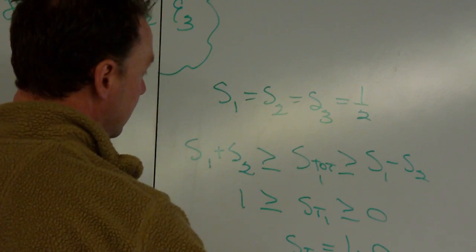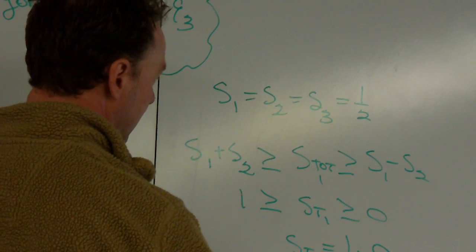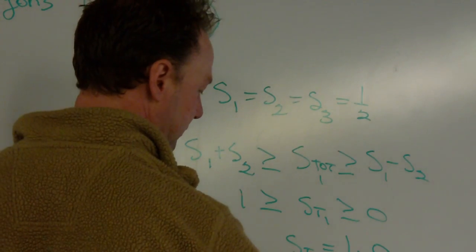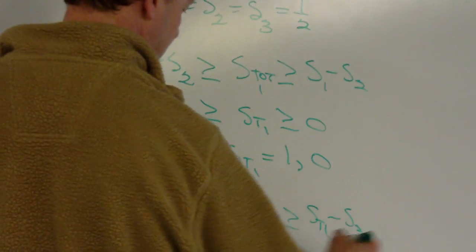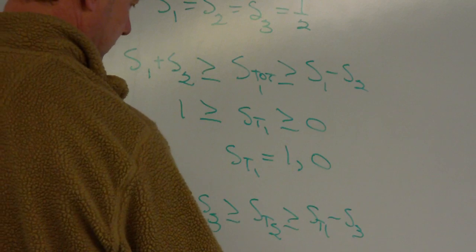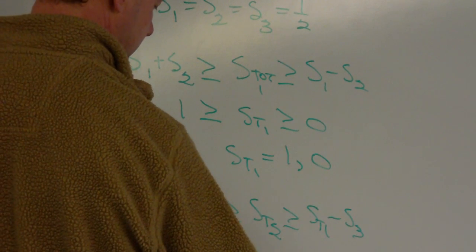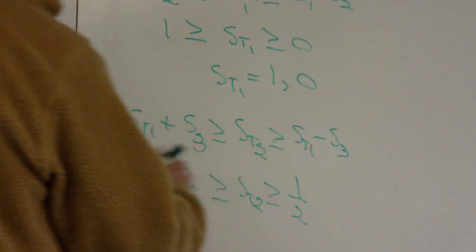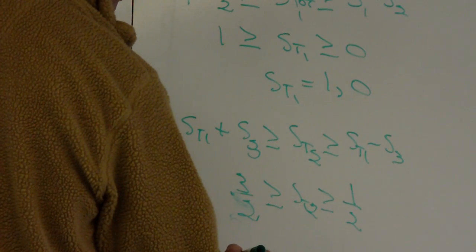So now I'll do the next one. S total 1 plus S3 is greater than or equal to S total 2, which is greater than or equal to S total 1 minus S3. So this is going to be 3 halves is greater than or equal to S total 2, which is going to be greater than or equal to a half.